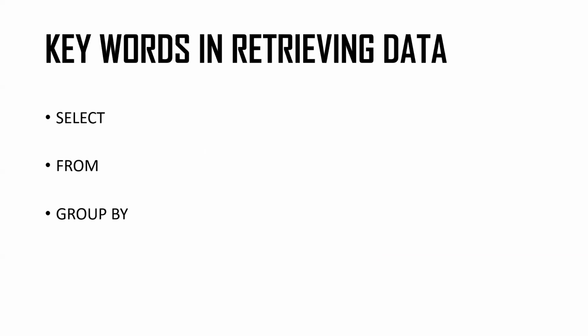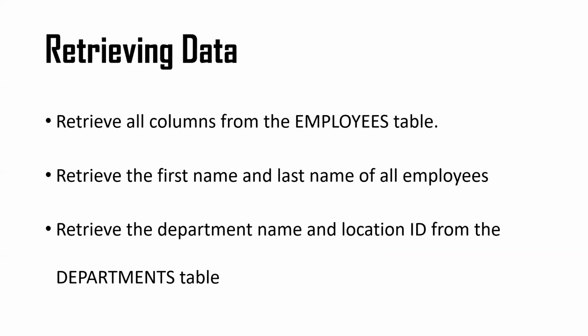Select is used whenever you want to read data. From is used to specify the table. A group by keyword, we shall be able to look at it. So retrieving data, we are able to look at all these scenarios. If you want to retrieve all the columns from the employees table, we shall be able to look at that. Just as a recap, retrieve the first name and last name of all employees. We can also do that. Retrieve the department name and location ID from the departments table.